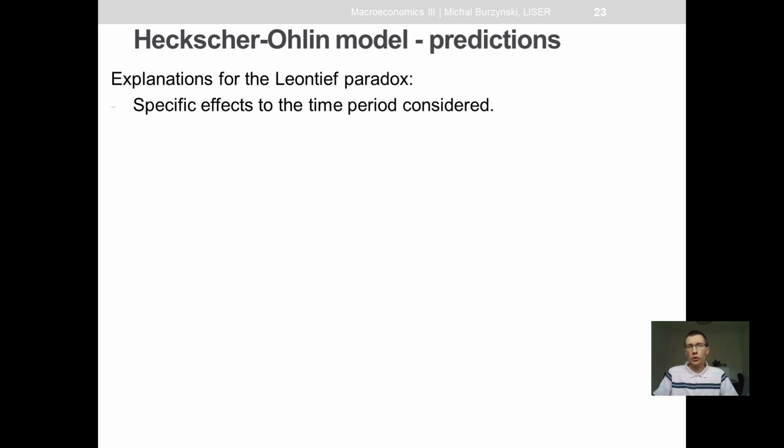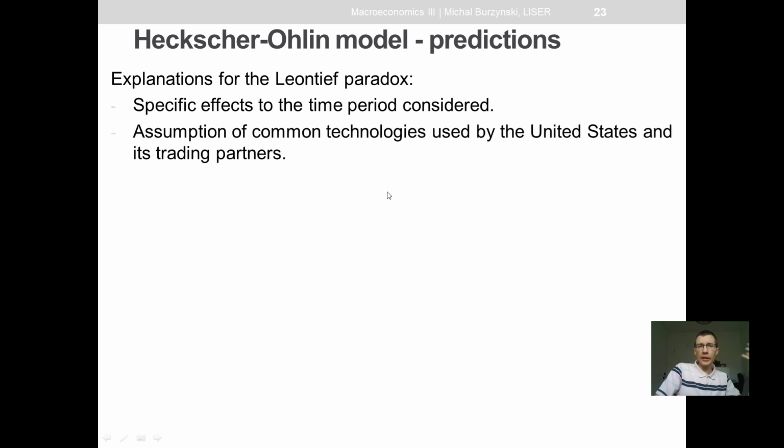So there were people that were trying to explain the source of this Leontief paradox. For example, some attributed those results of Leontief to some specific effects of the time period considered. Cheap talk, not that interesting from the economic perspective. Others thought that, of course, the assumption of common technologies used by the United States and other countries in the world is a very strong and not a really meaningful assumption, and this is, of course, the case.